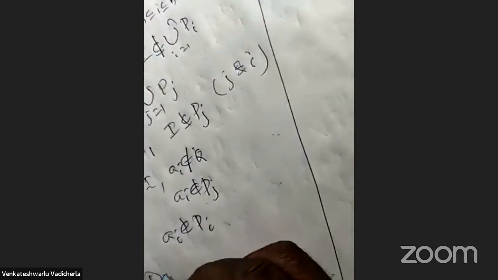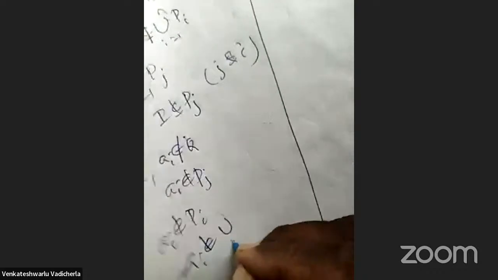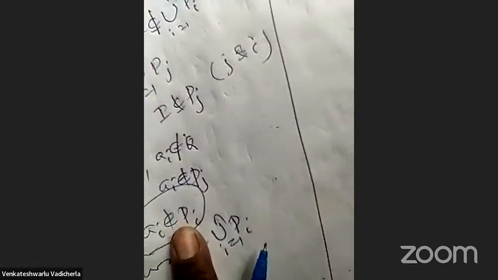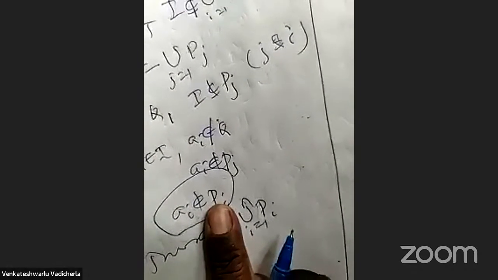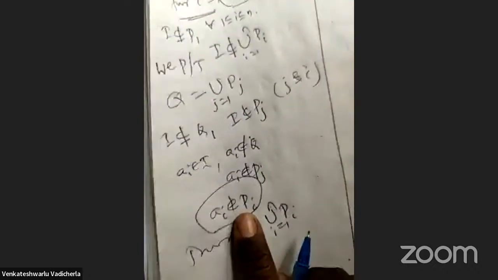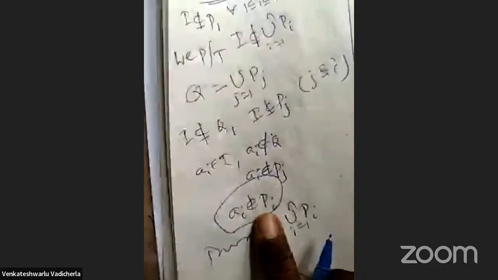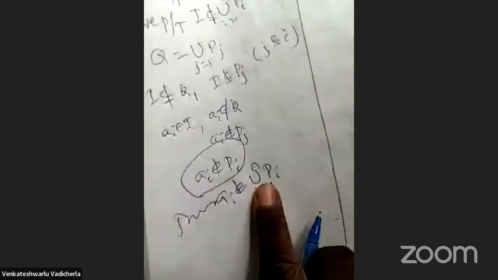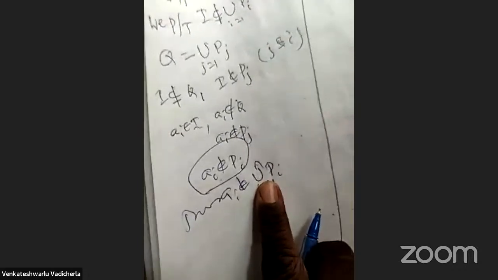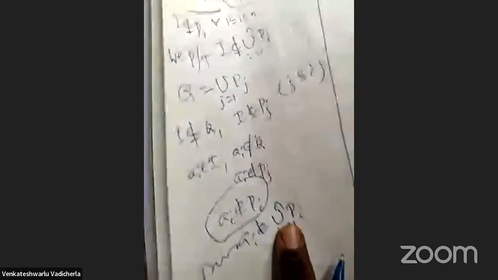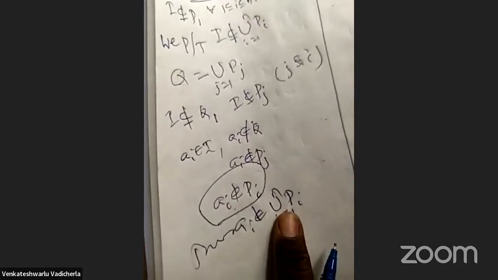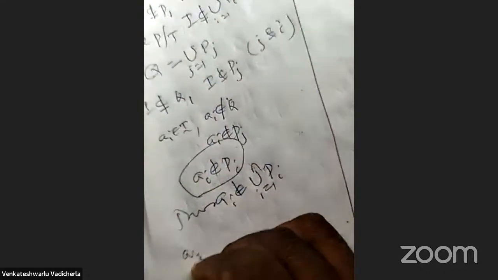Then compulsorily ai does not belong to Pi. So this is nothing but a does not belong to the arbitrary union of i equal to 1 to n of Pi. So a1 does not belong to P1, a2 does not belong to P2, and so on up to an does not belong to Pn. So ai does not belong to the union P1 union P2 union up to Pn, and ai belongs to I.